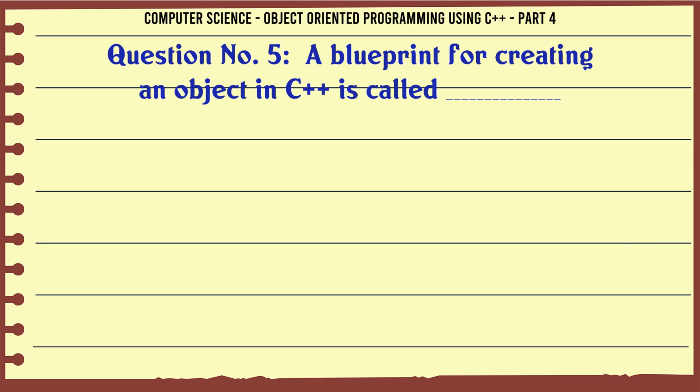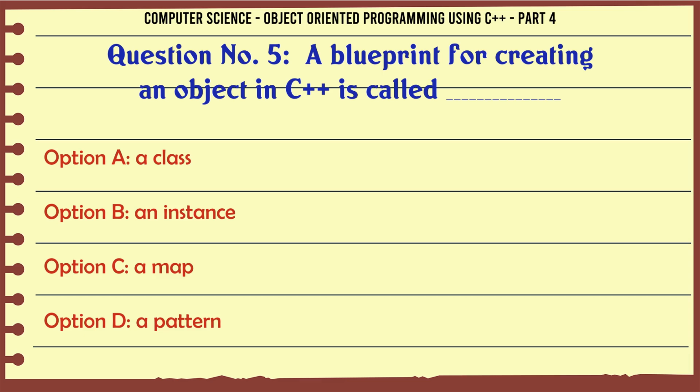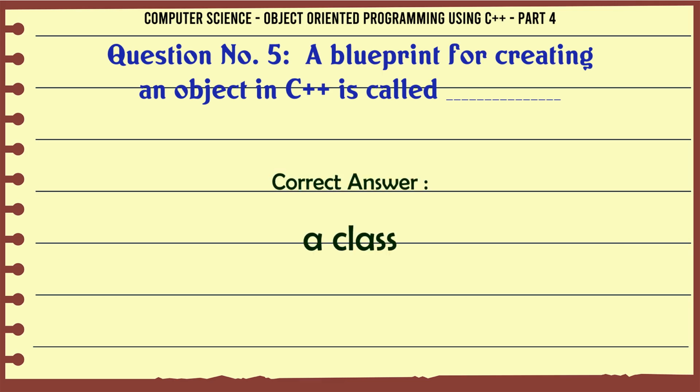A blueprint for creating an object in C++ is called: a) a class, b) an instance, c) a map, d) a pattern. The correct answer is a class.